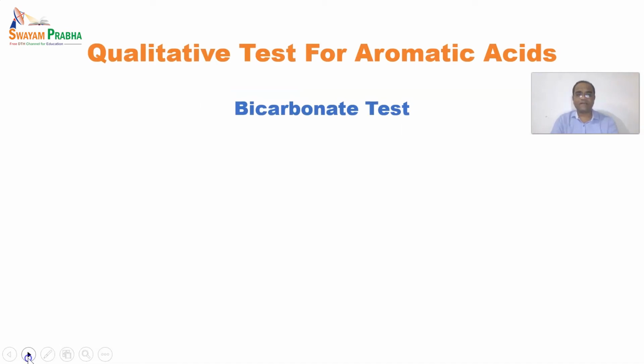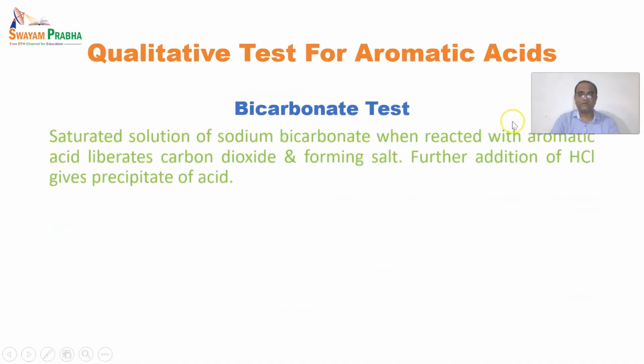The second test is the bicarbonate test. A saturated solution of sodium bicarbonate, when reacted with an aromatic acid, liberates carbon dioxide, forming a salt. Further addition of HCl gives a precipitate of the acid. So at the first instant, the observer sees that carbon dioxide has evolved. Only when it is an acid is carbon dioxide evolved.